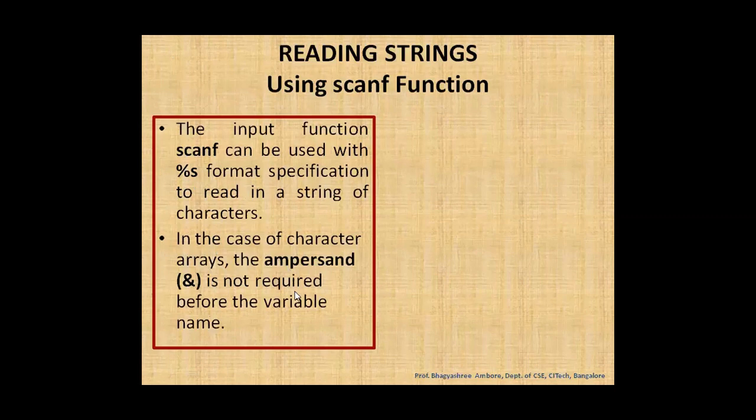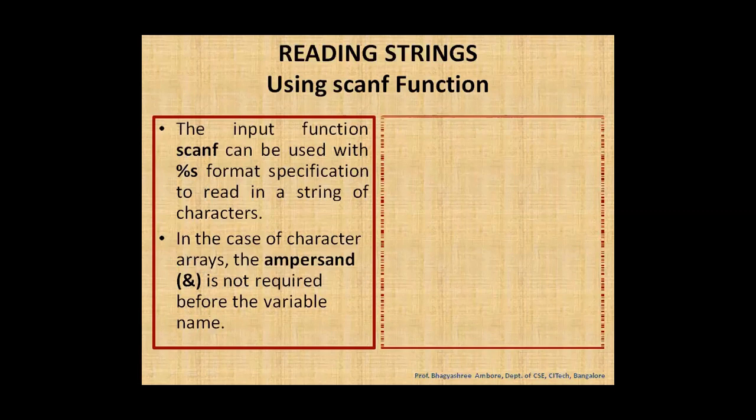Now, in this case, whenever I'm using %s, we do not require any ampersand. Why? Because the compiler always needs the address. And the array name always refers to the starting address of the array. So we anyhow got the address. Why do we want the ampersand again here? We don't want it. So only when you are using %s, we don't want the ampersand.